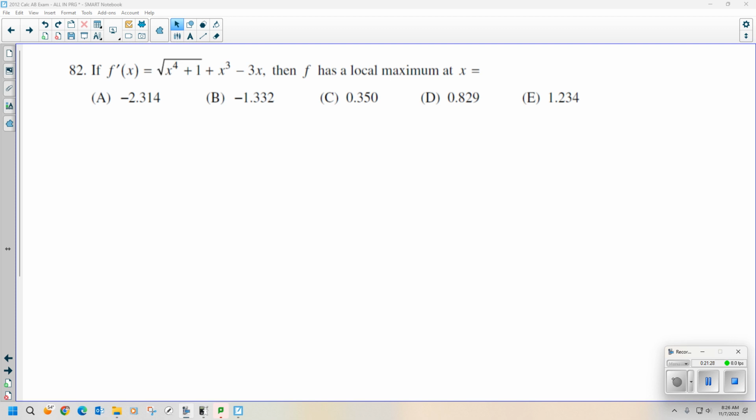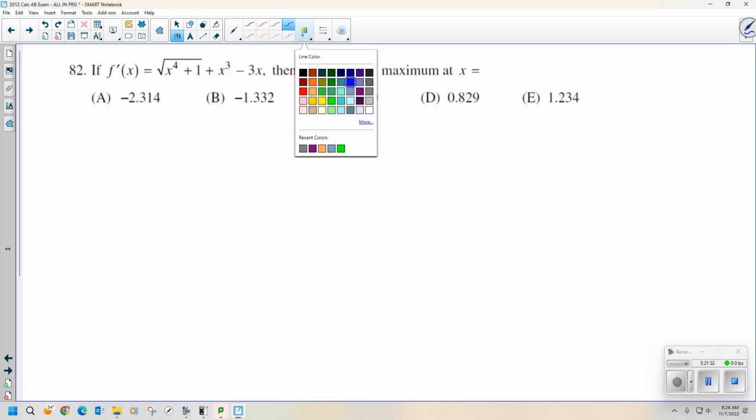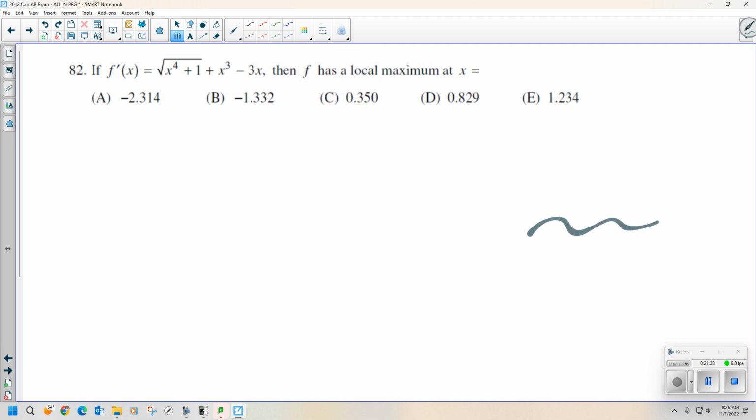All right, first of all, calligraphy pen. Second of all, what's that, like a blue-gray? That's nice.